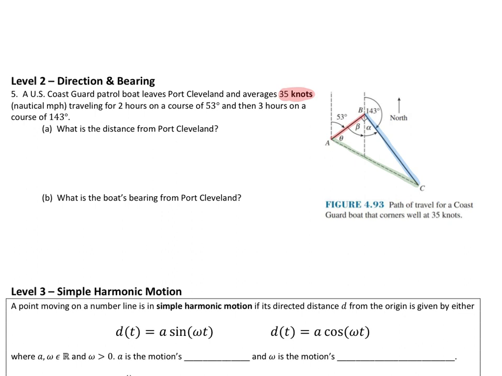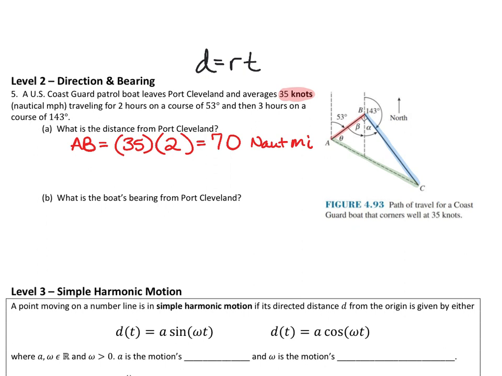My friends that are in physics, there is a formula for distance. What is the formula for distance? Rate times time. So rate would be velocity, time would be hours. If we wanted to know the distance of the red part of this graph from A to B, the rate that we traveled at was 35 knots, and we traveled for 2 hours. So that distance is 70 nautical miles. Miles, but on water, so it's nautical.